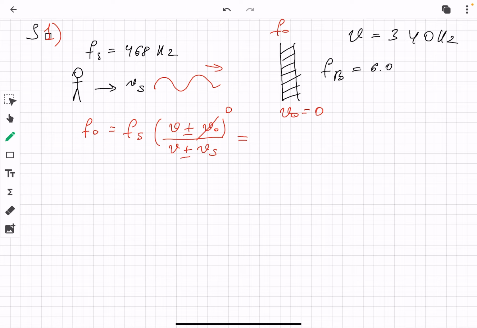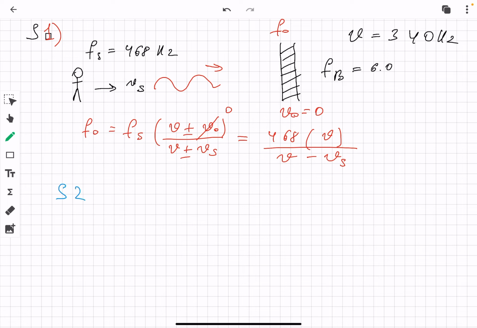The frequency of the source is 468. Let's for now keep it as V divided by V. Now, since the source is moving towards the observer, the denominator will be V minus V of the source. So for now we have this first scenario equation.